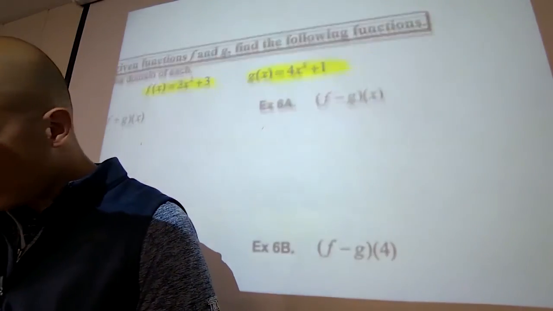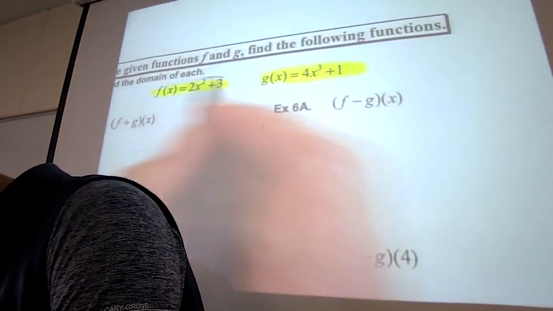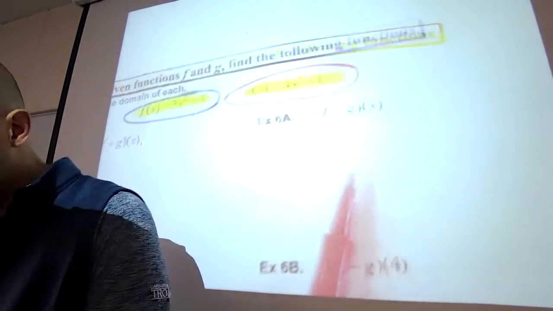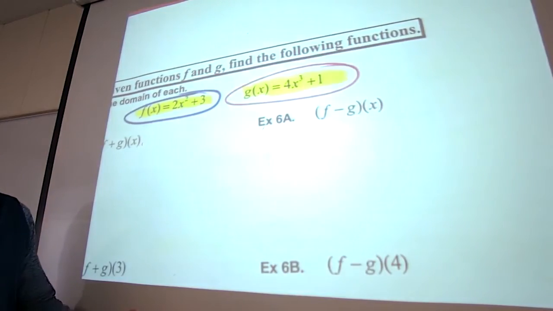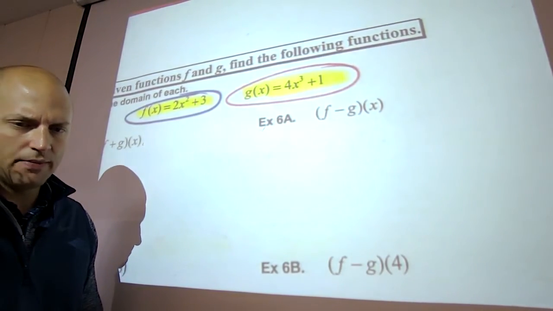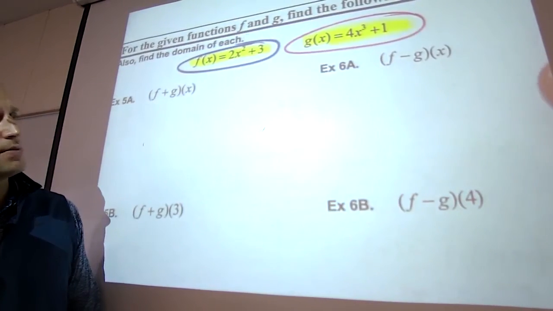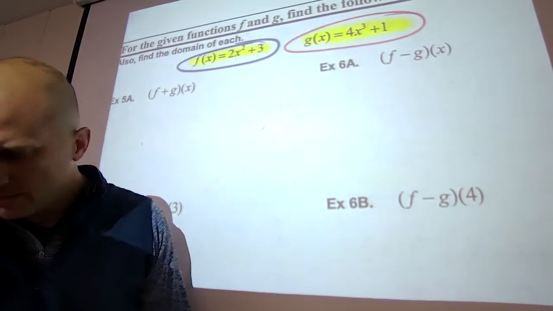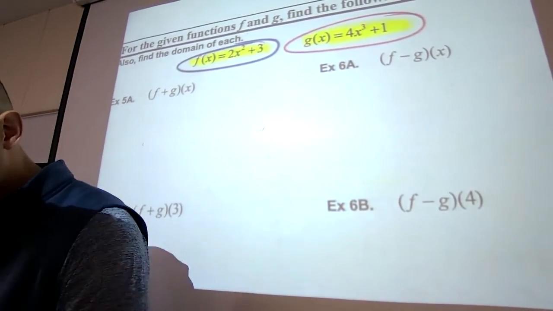I got 2 new functions. It's asking us to do the exact same thing. I got f of x is 2x squared plus 3, and I got g of x is 4x cubed plus 1. So I'm going to bypass the plug and chugging stuff, okay? So if you got my notes, I'm going to skip over plugging stuff in. I'm just going to do f plus g of x, f minus g of x, and kind of go from there. So here we go.